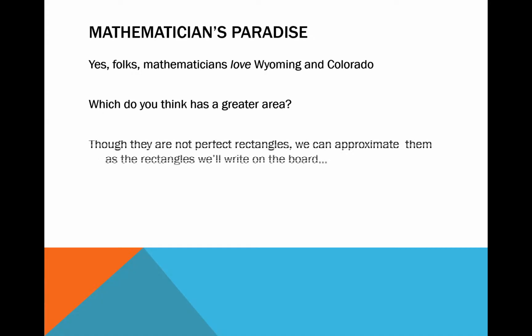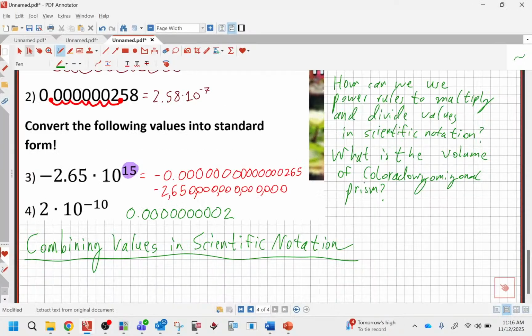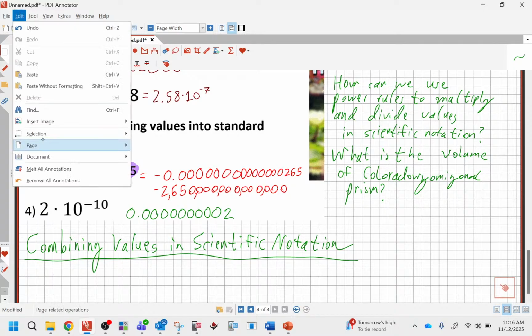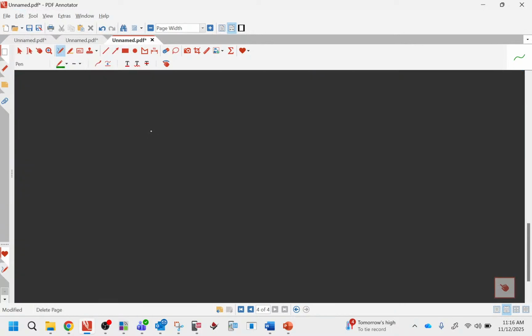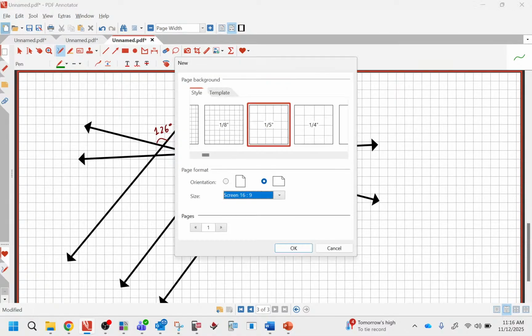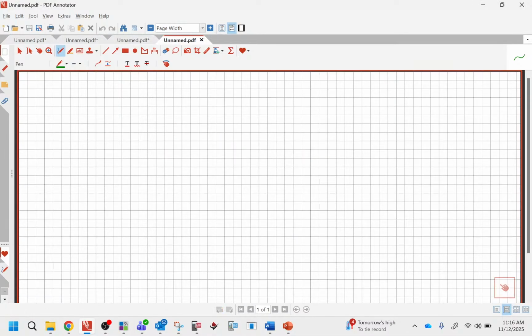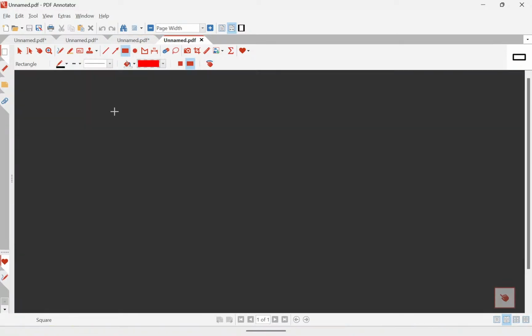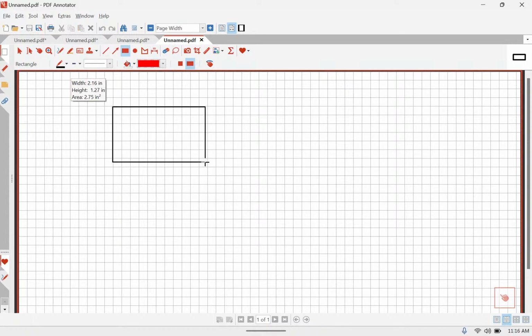Let's see. Though they are not perfect rectangles, you can actually approximate them as the rectangles that we're going to draw on the board. It turns out that geometry on a sphere gets kind of crazy. But let's go ahead and draw it. So we're going to draw... Here's Wyoming.